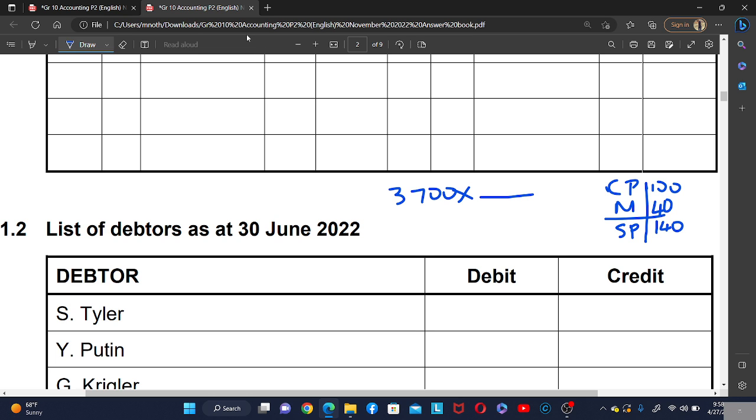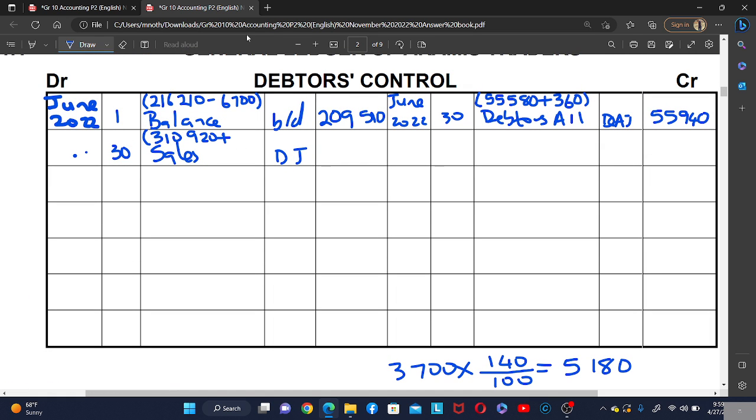So then the next step is this. When I want to find this, below you must put what you have. So below, what I have is 3,700, which is the cost price. According to this, the cost price is 100. And then above you put what you want. What I want is the selling price, which is 140. So 3,700 times 140 over 100 is going to give you 5,180. So let's add it to show that the sales were supposed to increase by 5,180.